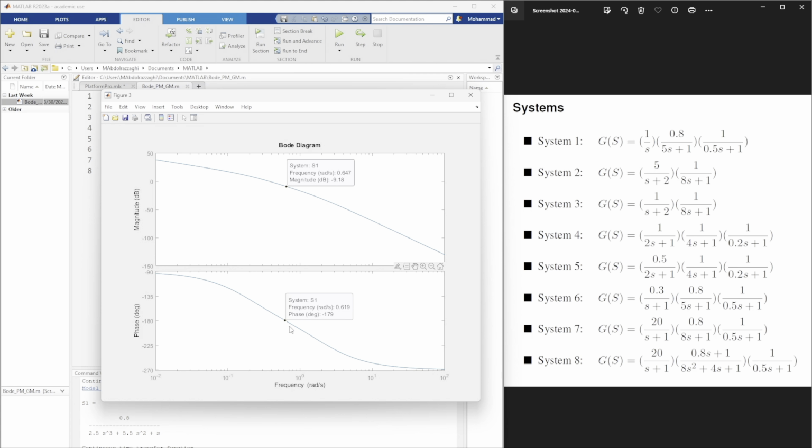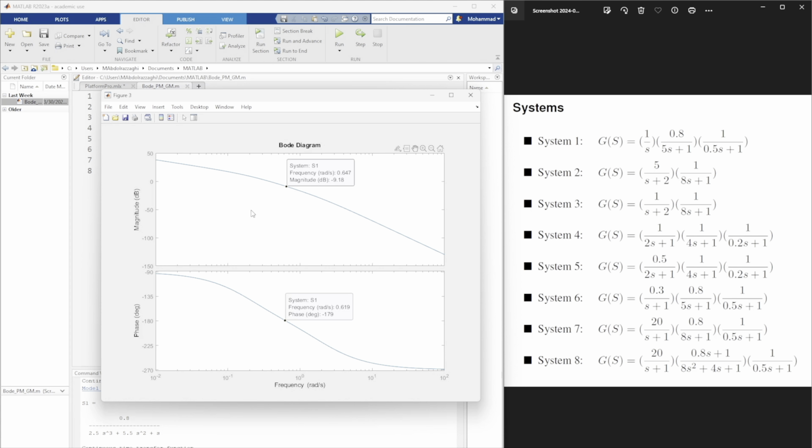So this shows that at the frequency where my phase is minus 180 degrees, how far I'm away from 0 dB. And in this case, I'm 9.18 dB away from 0 dB, and that's how low we actually are. It means that we can still add this amount of gain to the system, and the system would still be stable. So that's how it really works. That would be around 9 dB of gain margin we would have.